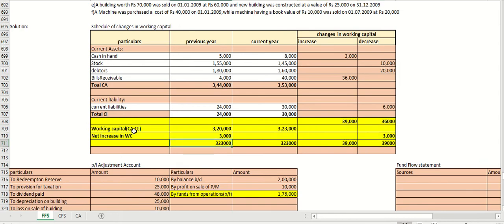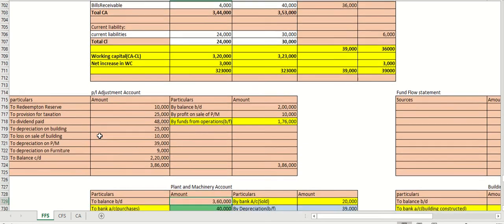So this net increase in working capital will be shown up in your fund flow statement as application of funds. Why it will be shown as application of funds is because you need extra funds to meet your working capital requirement, hence it will be shown as application of funds.